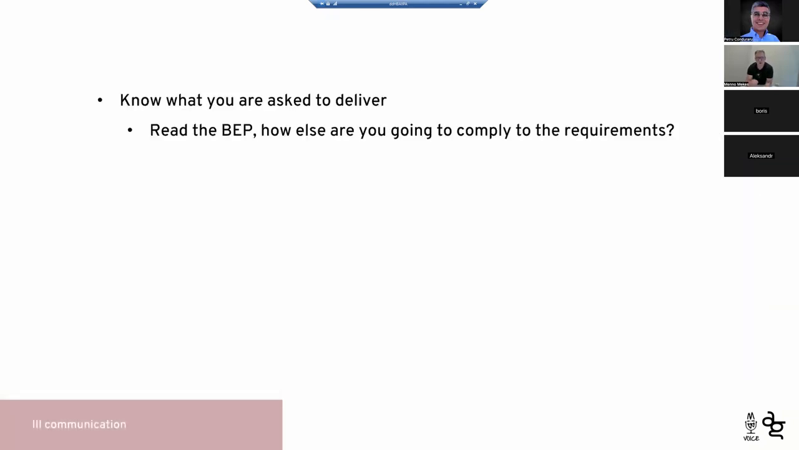So first, know what you are asked to deliver. So read the BIM execution plan because how else are you going to comply with the requirements? I mean, you can export a lot or nothing at all or just a little. And to you, it might be logical, but maybe somebody else expects something else. So it might not even be an error, or maybe just something you did not export while it was still in Revit.